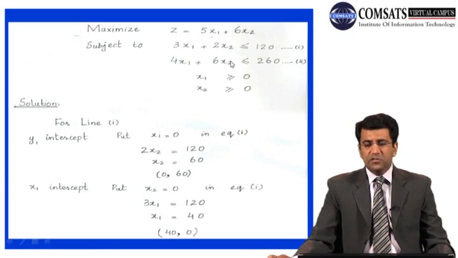Now suppose that these constraints have already been computed in the form of these inequalities. Then the second constraint in this particular example is 4x1 plus 6x2 is less than or equal to 260. So these are the two constraints for this linear programming problem. Now here x1 is greater than or equal to 0 and x2 is greater than or equal to 0. Suppose x1 is the quantity of some product, so it cannot be negative. That's why we call these the non-negative constraints. So these are the two non-negative constraints.